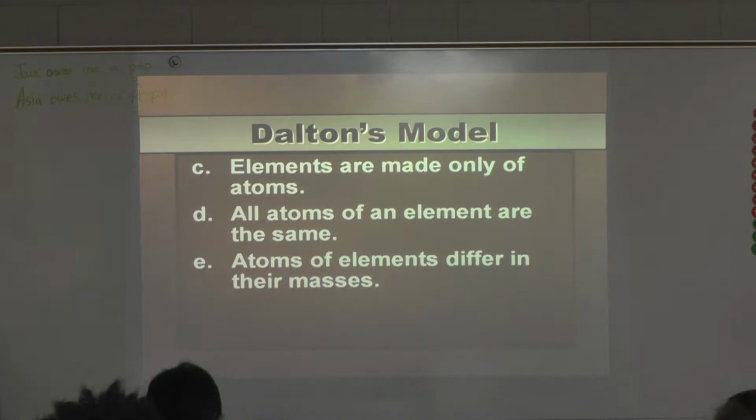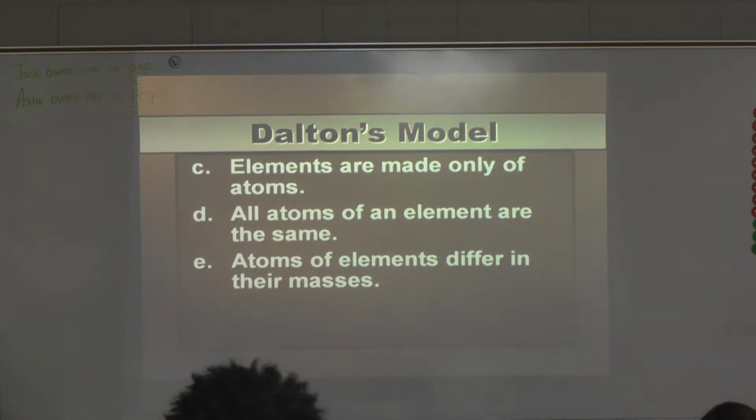And he was right about this. Atoms of elements differ in their masses. So he has figured out some stuff that is very valuable, but we got some work to do.